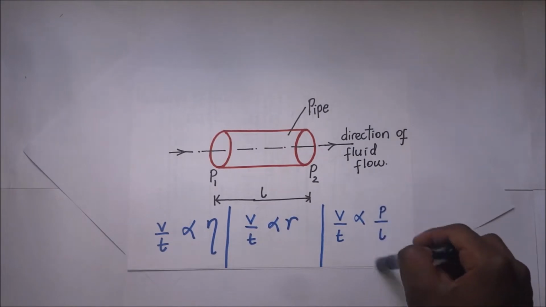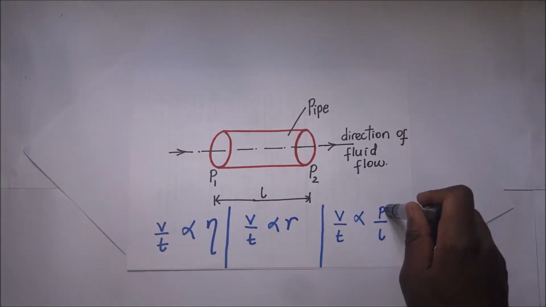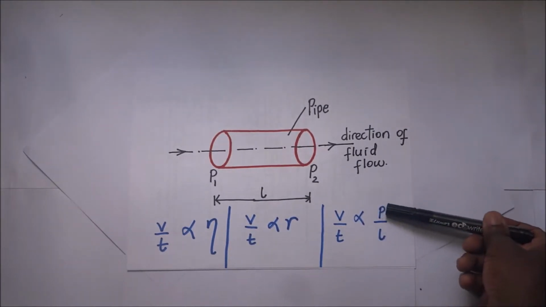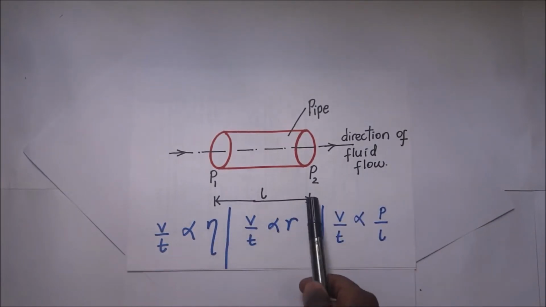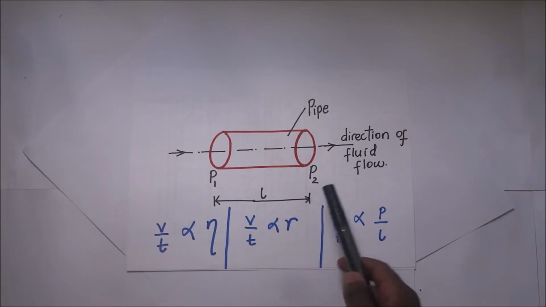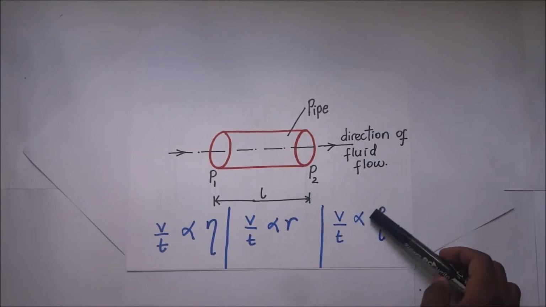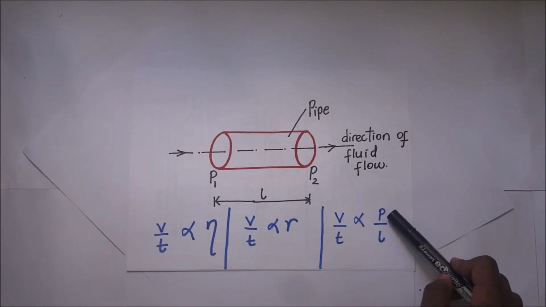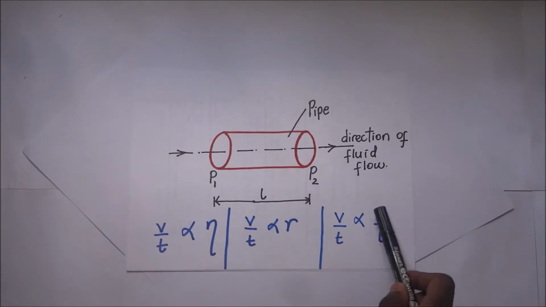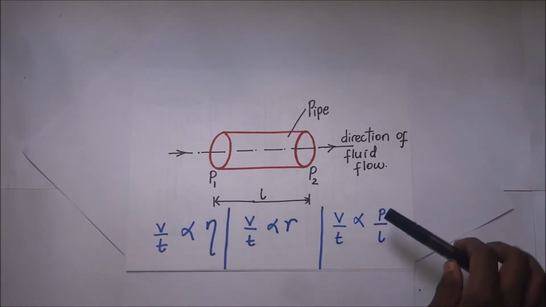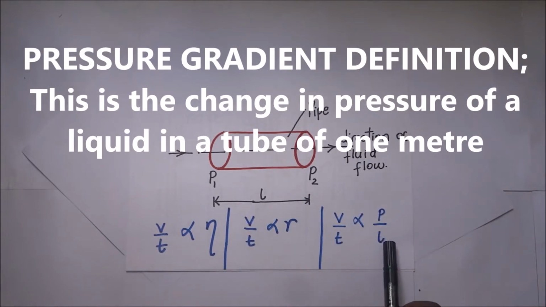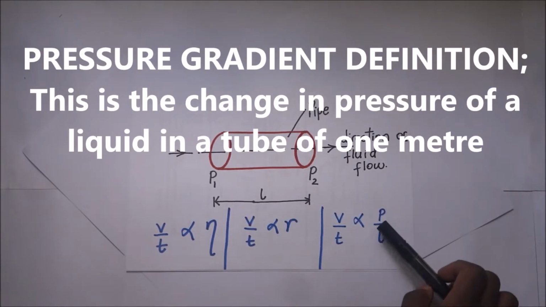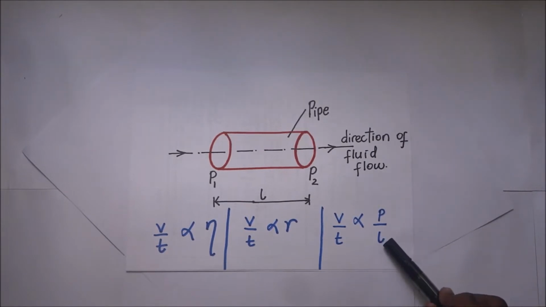And the pressure gradient, in this case we're talking about pressure P. This is standing for pressure difference, divided by the length. This L stands for the length of the pipe. Pressure gradient is simply the change in pressure of a liquid in a tube of 1 meter. The change in pressure being P2 minus P1, which is represented by P, divided by the length of the tube, which is L. So what we mean by pressure gradient is the change in pressure of a liquid in a tube of 1 meter.